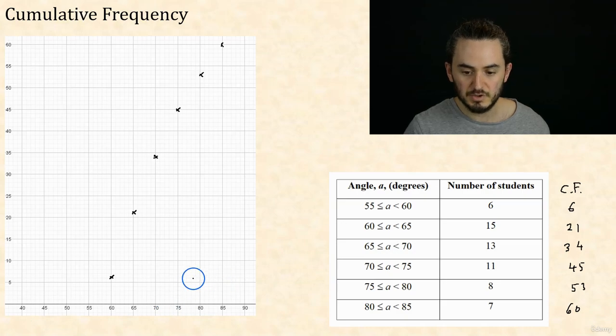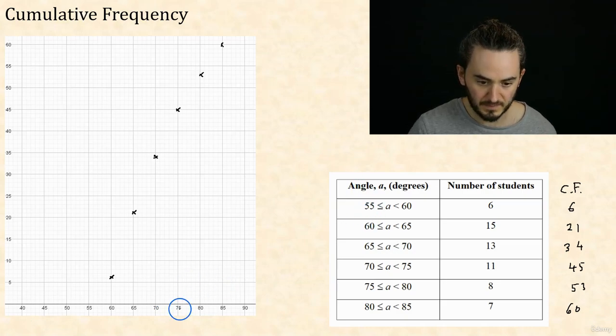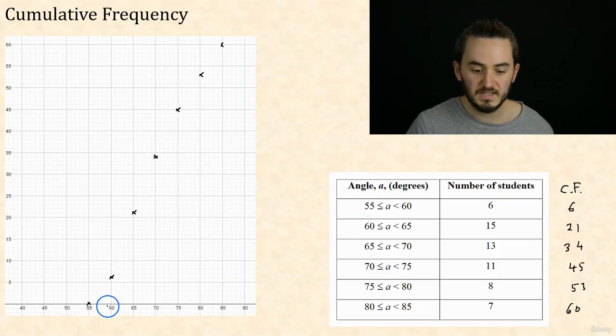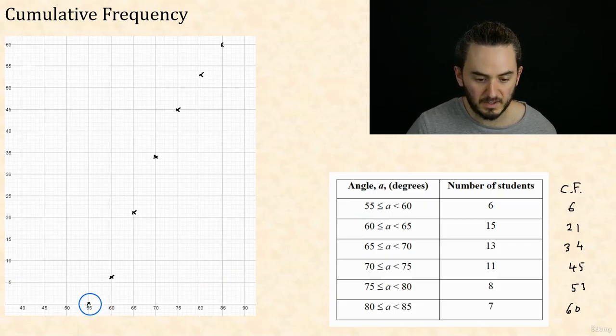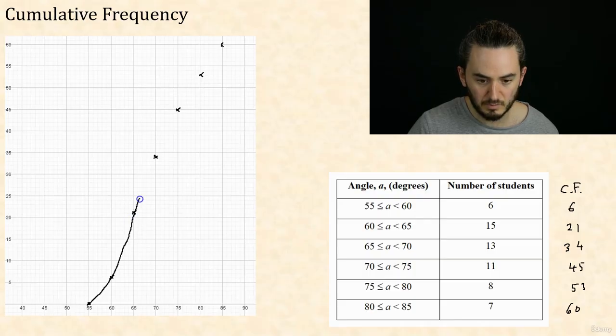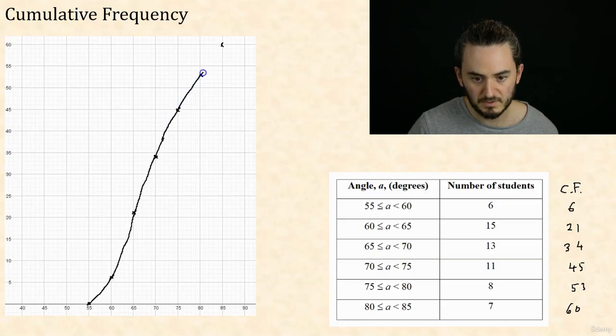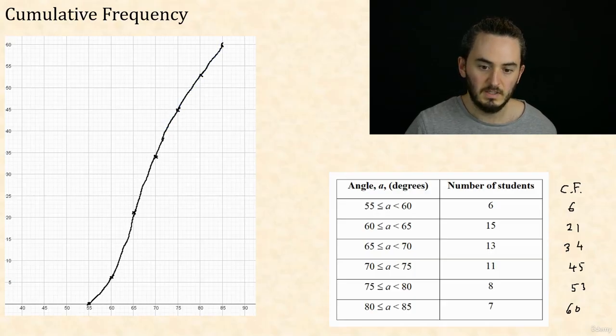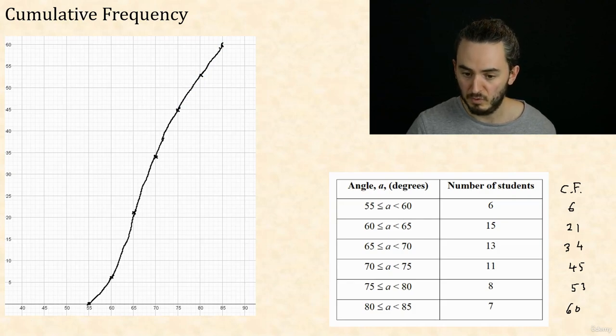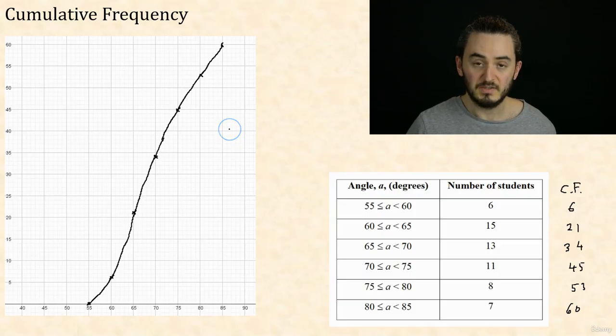Okay, one last thing I should do is, since the data starts at 55, that's where my graph should start as well. And now what we need to do is connect these with as smooth a curve as we can. So we try to draw a nice freehand curve, so don't get the ruler out for this. Our curve should go through all of the points in as smooth a manner as you can make. So yeah, don't use a ruler for this. Okay, so there's a cumulative frequency graph for the number of students who drew angles of various sizes. Okay, so that's how we construct them.